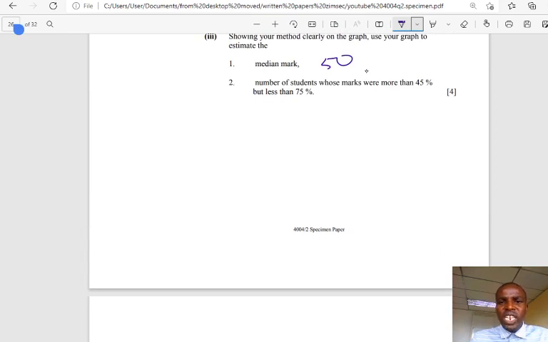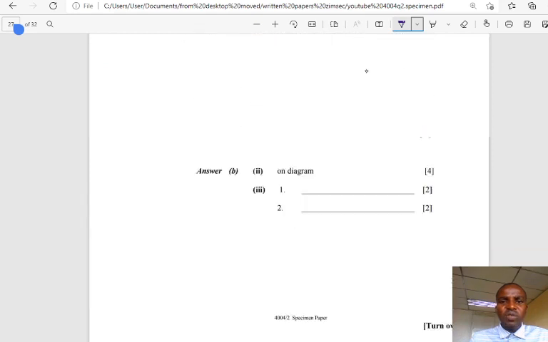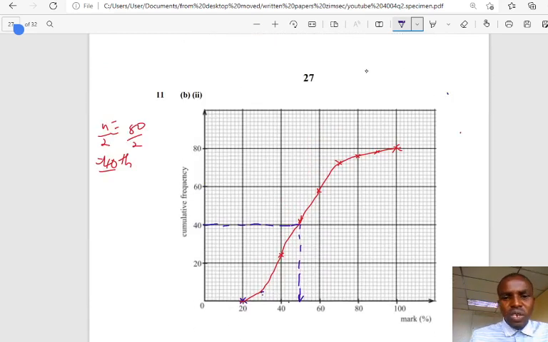Next, estimate the number of students whose marks were more than 45% but less than 75%. More than 45, so it's from 45 to 75. You come with this 45 here. 45, 42.